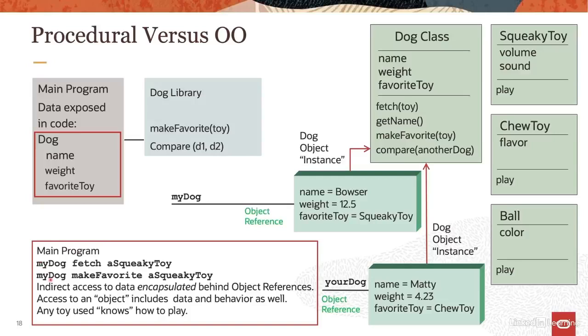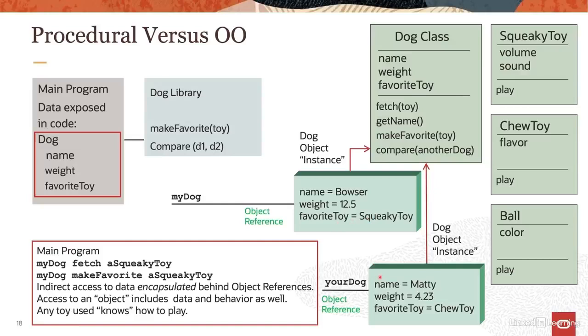So the main program does not have direct access to the internal state of the object. It simply sends messages to the object, and the system makes sure the messages are carried out. So access to an object would include access to its data and its behavior as well. When I access my dog and tell it to fetch a squeaky toy, a message is sent to this object to fetch, and the fetch code would get executed with the toy that we pass it. And then if we said my dog and pass the message make favorite a squeaky toy, it'll set squeaky toy to be the favorite toy for that object.